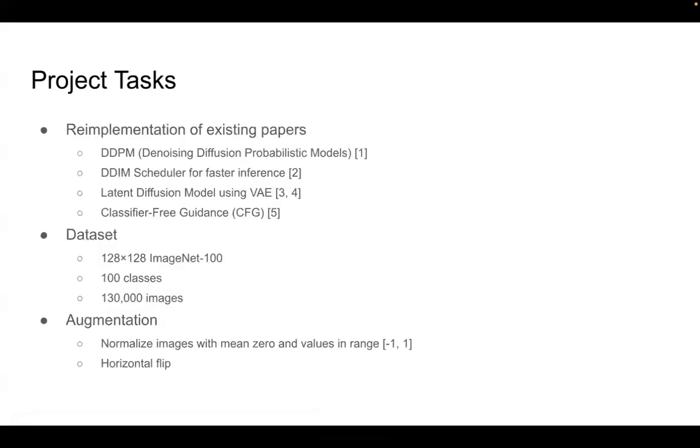Our approach involved re-implementing several state-of-the-art techniques. We started with DDPM as our foundation, implementing DDIM for faster sampling, utilized latent diffusion to reduce computational overhead, and incorporated classifier-free guidance for improved conditional generation. We work with the ImageNet 100 dataset and apply standard normalization and random horizontal flipping as augmentations.